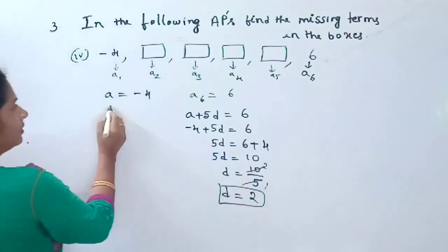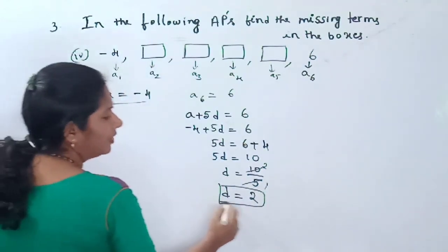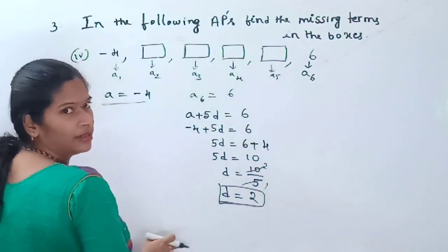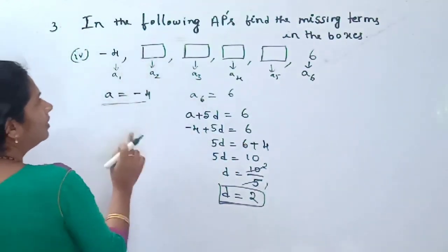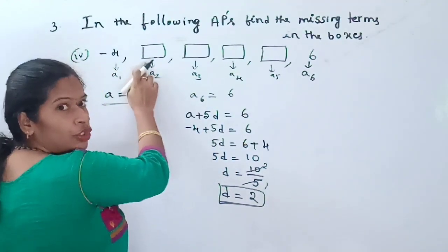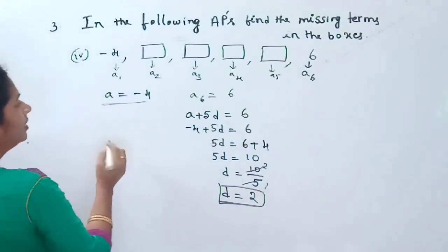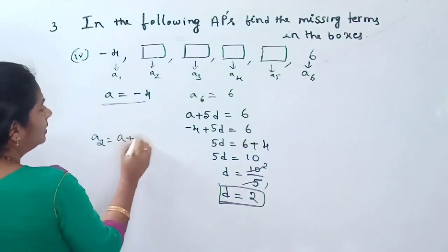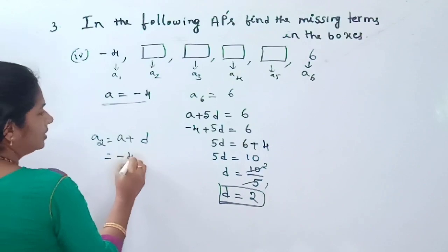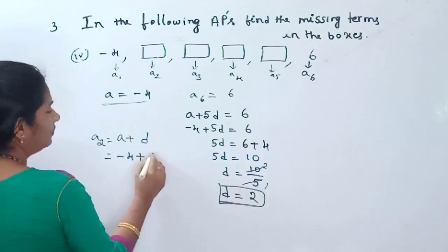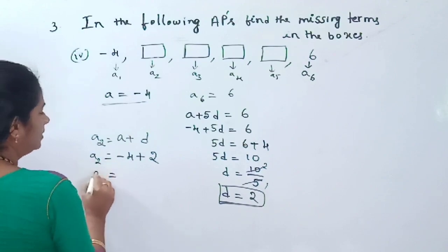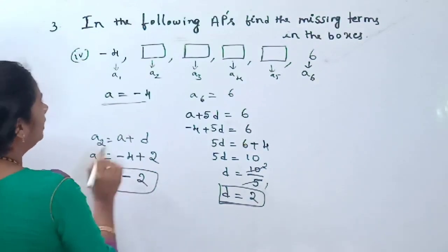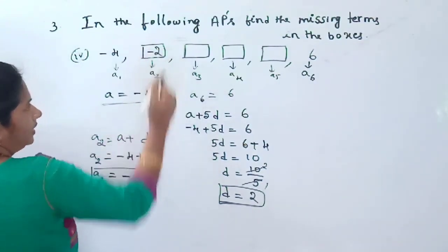Is it clear? So what is the first term? It is -4. Common difference is 2. Now you can find the second term, third term, fourth term, fifth term, isn't it? So how will you find the second term? Add the common difference to the first term, you will be getting the second term. So A2 equal to A plus D. So A value is -4 plus common difference 2. So the second term is -4 plus 2, it is -2. So the second term is -2, write it in the box.